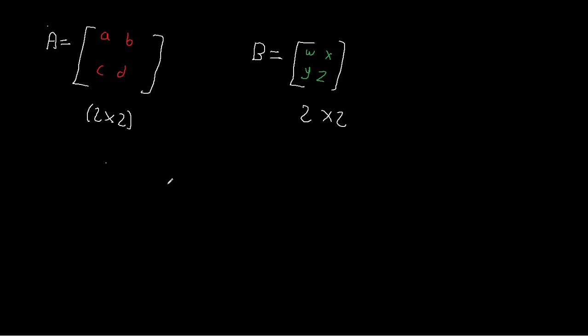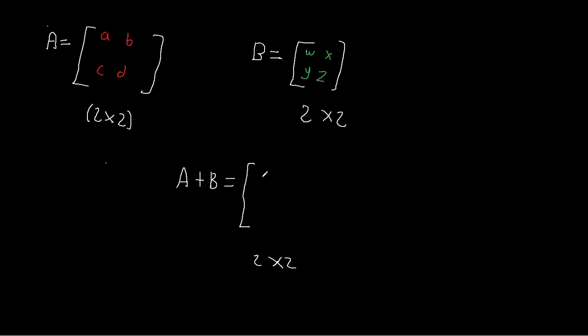So let's ask ourselves, what does A plus B look like? Think for a second what you might expect it to be. If you thought that it would be A plus W, B plus X, C plus Y, and D plus Z, you'd be absolutely correct. That's how matrix addition works. So let's write out what this looks like. We're going to end up with a 2 by 2 matrix, because we're maintaining our dimensions here.